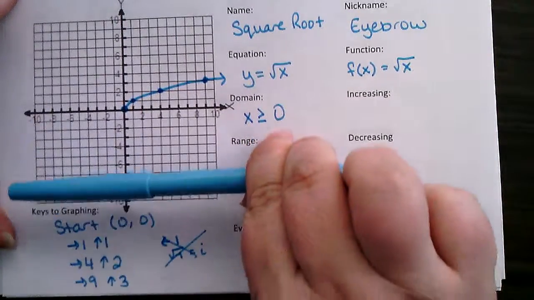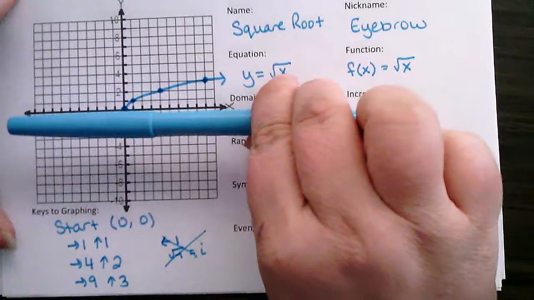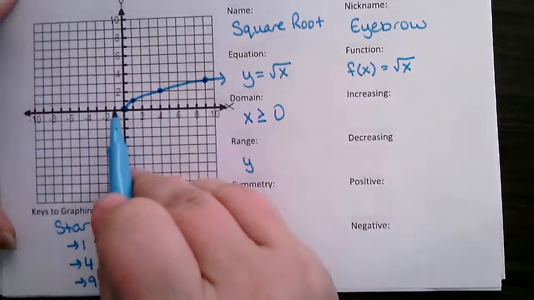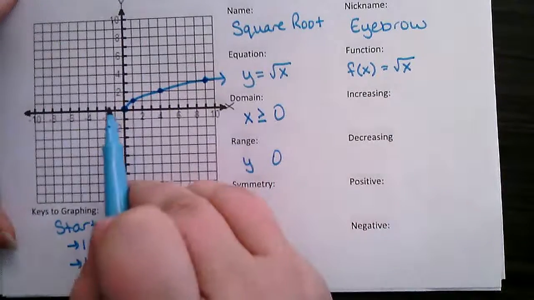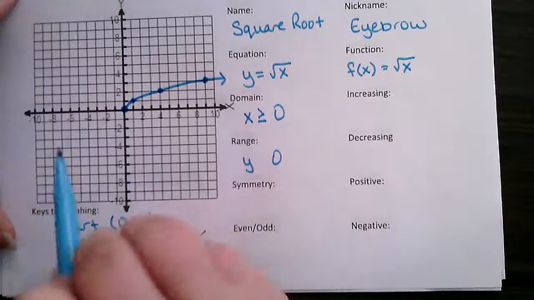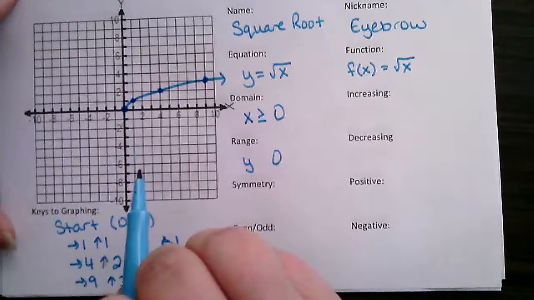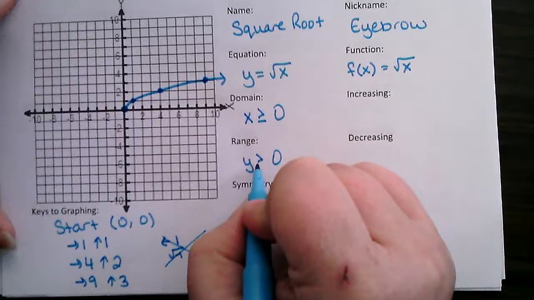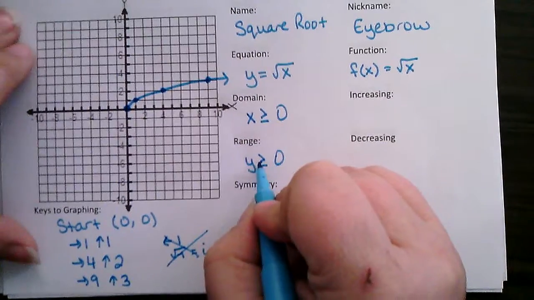Range, start at the bottom, nothing, nothing, boom. There is my graph. So for range, it's y, and again, I start at 0. So is it all my numbers that are bigger than 0, so up here, or all my numbers that are smaller than 0, down there? Well, the graph is definitely up here, so it's greater than or equal to 0 is what your range is.